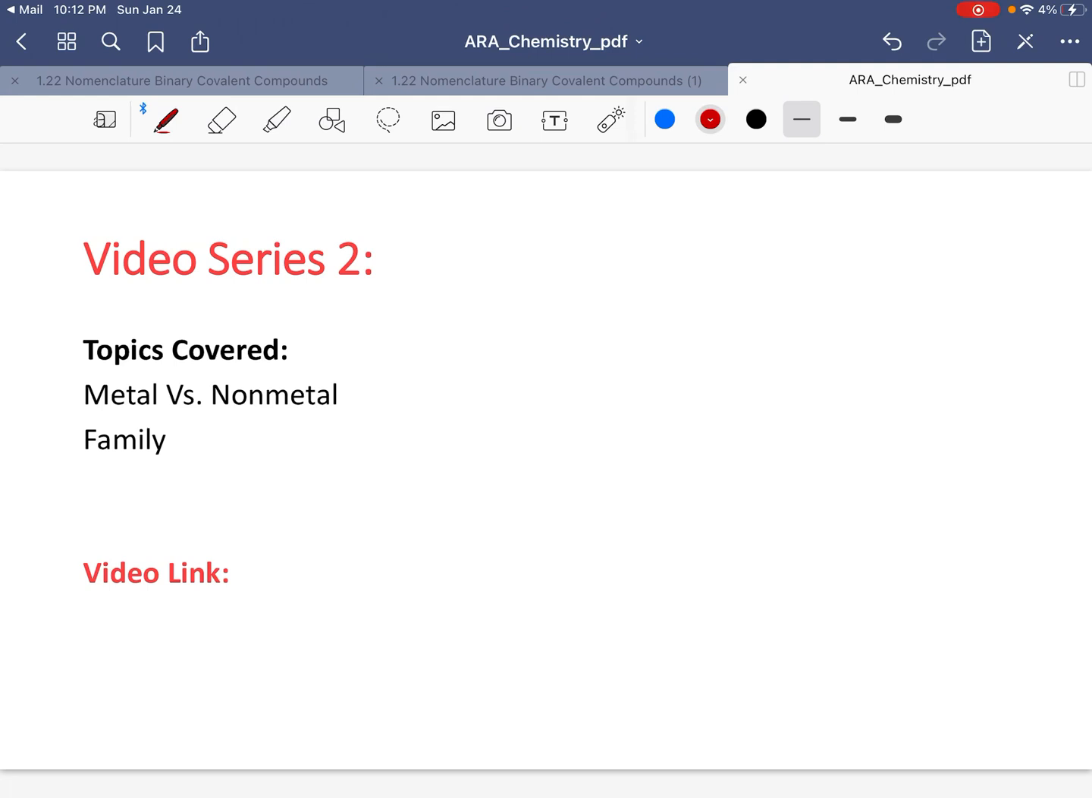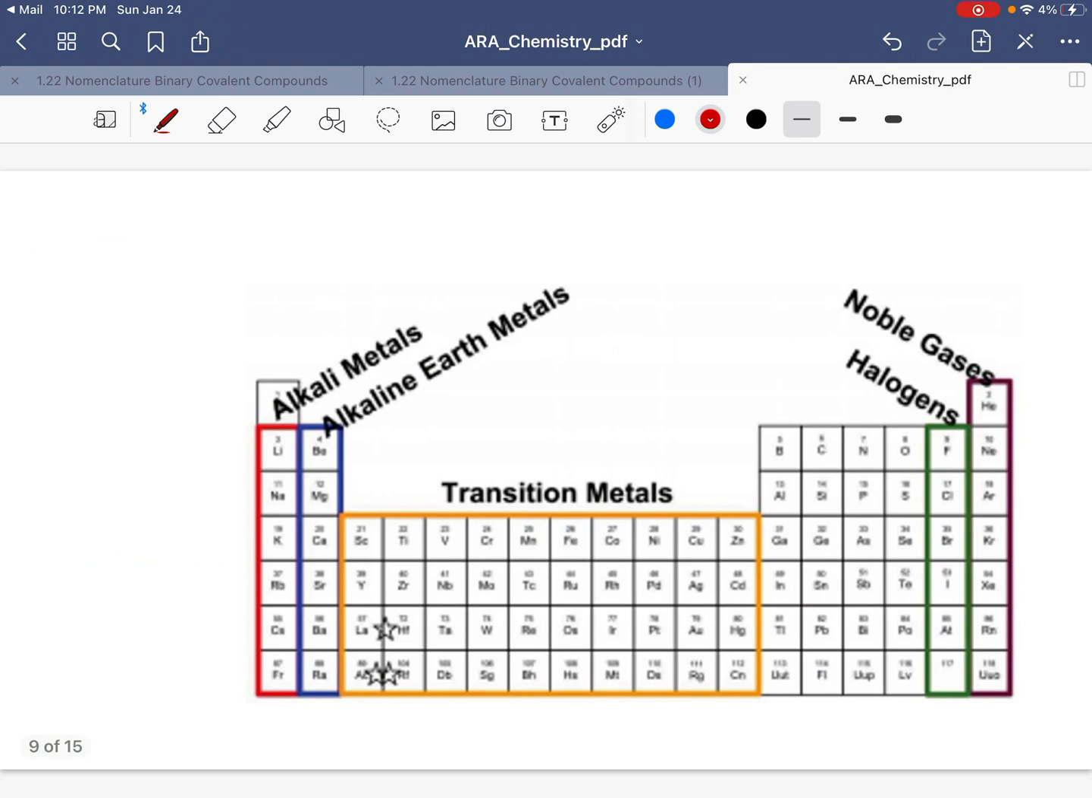Today we'll be going over metal versus non-metal and the families. So here we have our beautiful periodic table that we use all the time. For the periodic table, you have it labeled by families. We have a total of 5 families, our first one being our alkali metals, which is group 1. All of this in red, guys, is your alkali metals. Group 2 is your alkali earth metals. And everything in the center is your transition metals.